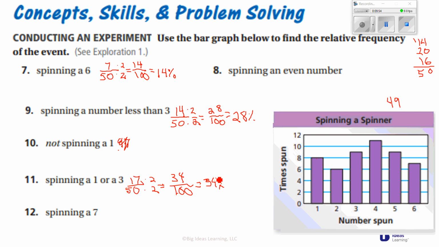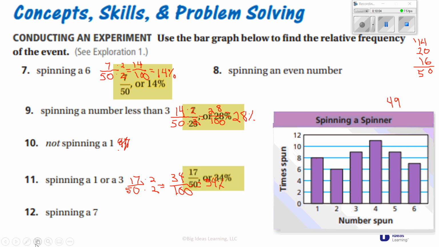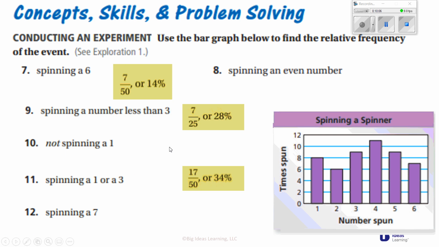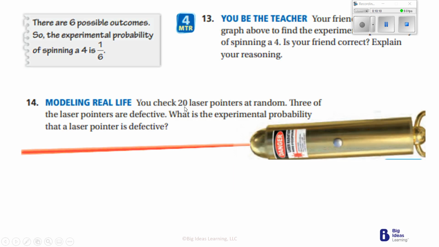12 is for you to do, so I'm off to do number 13. And there's 14%. Just like I said, 28% and 34%. Let's just erase all the gibberish so you can see it clearly. Now I'm going to go do number 13.